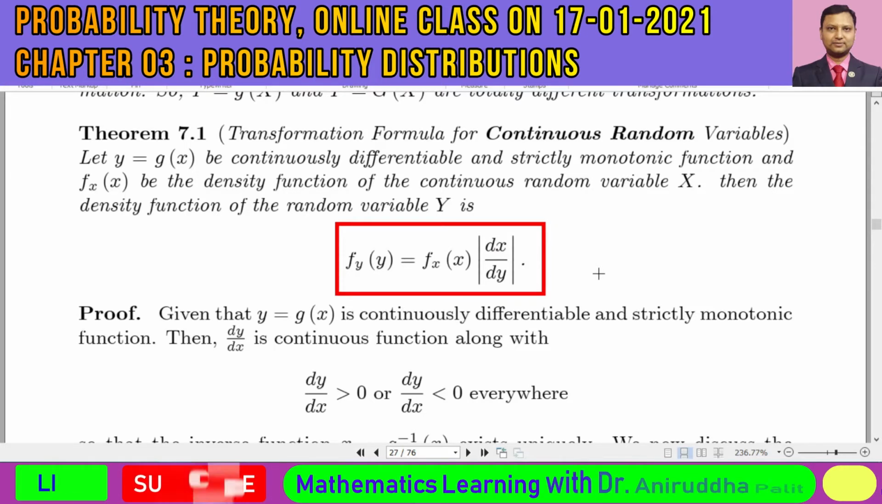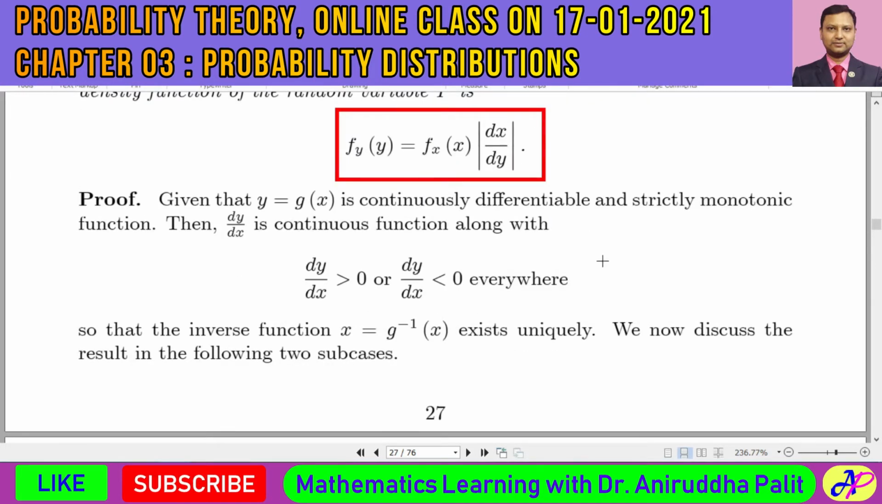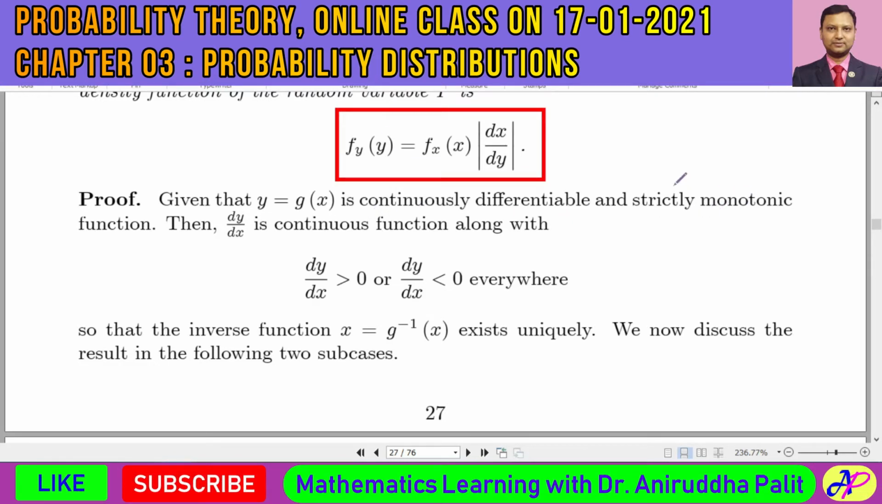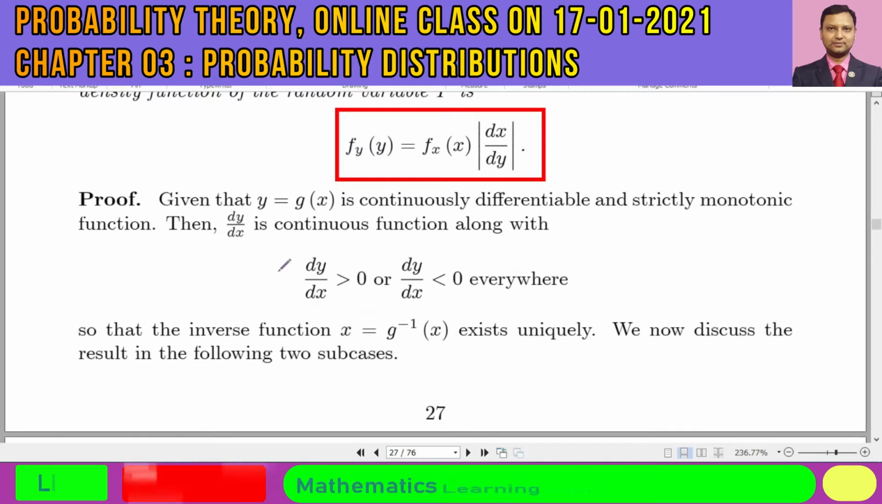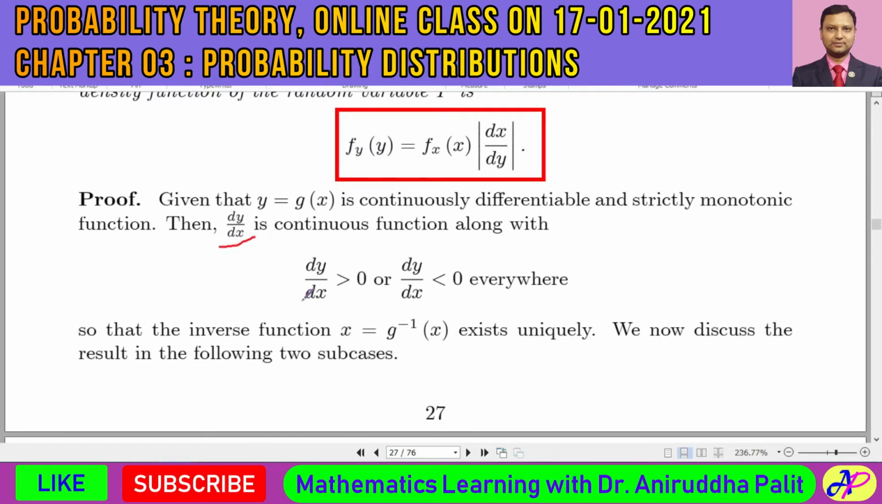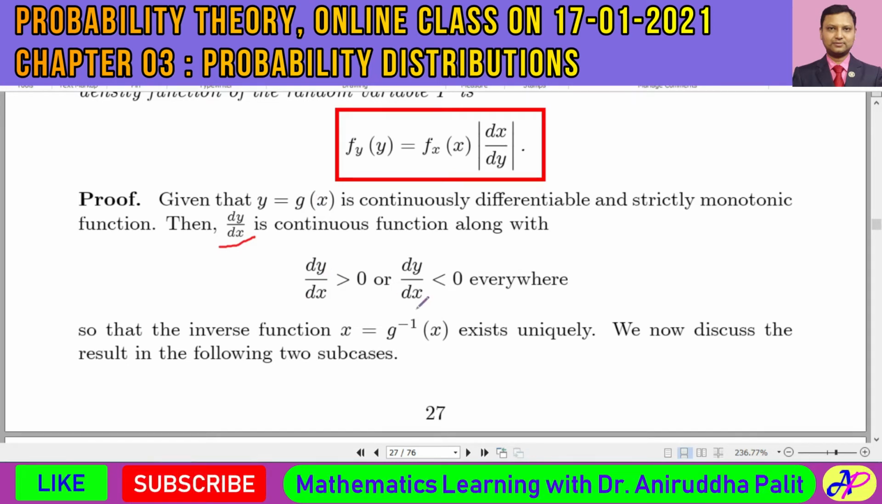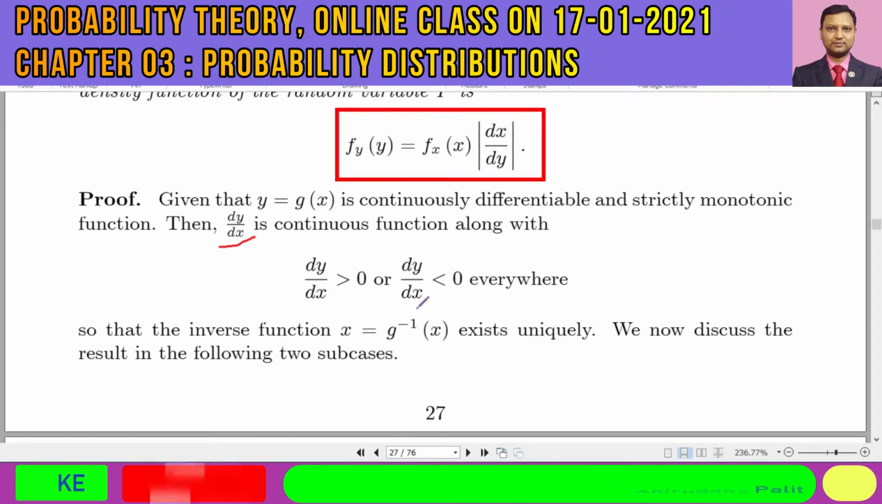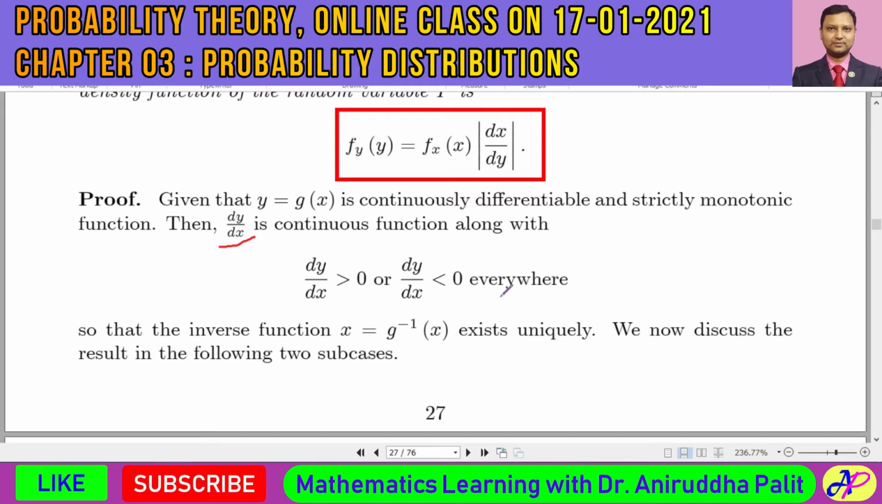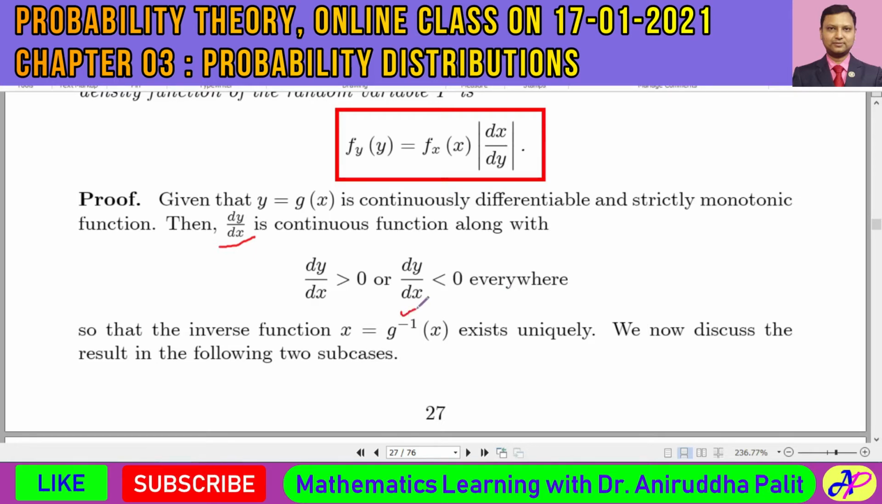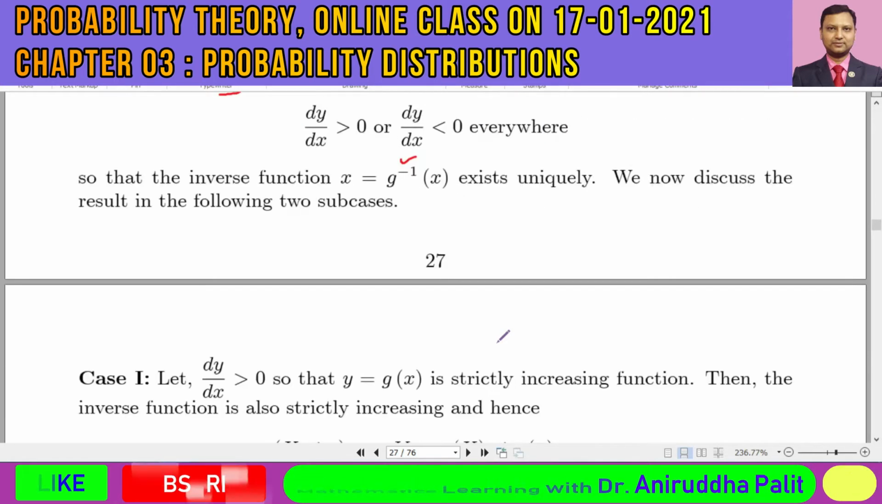How to prove this result? Over here, we are given that the function g is continuously differentiable and strictly monotone. Strictly monotone means the derivative dy/dx, the derivative of g, or dg/dx, whatever you call it, must be either greater than 0 or strictly less than 0. So we can say that the inverse function g inverse exists and it is also continuously differentiable. Now we consider this proof in two different subcases.